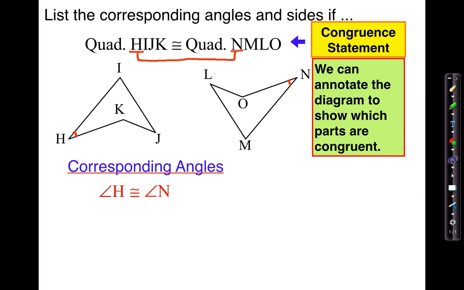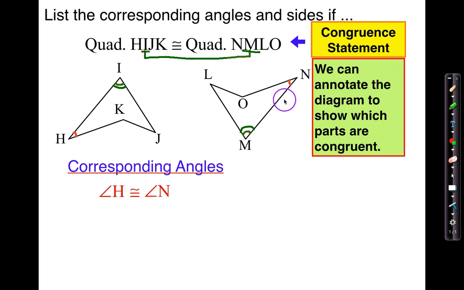Now from here, continuing the same process, I can say angle I is congruent to also the second letter in this congruent statement, which is M. So I can go ahead and mark that. Now I can't use one tick mark because that's already used for H and N. So this time I'm going to use two tick marks for I, like so, and do the same for M. So again, that quickly tells me right away which corresponding angles are congruent.